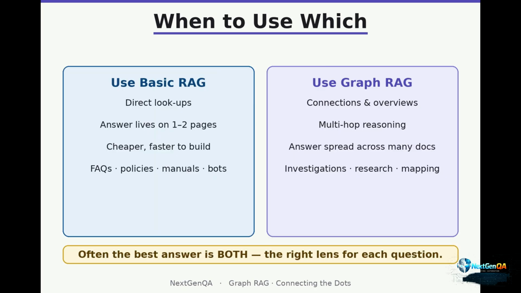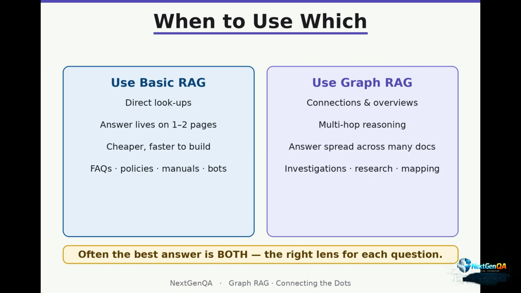When to use which? Simple, practical guidance. Reach for basic RAG when your questions are mostly direct lookups. What does this document say about X? And the answers live neatly on 1 or 2 pages. It is cheaper, faster to build, and perfectly good for FAQs, policy documents, product manuals, and support boards.